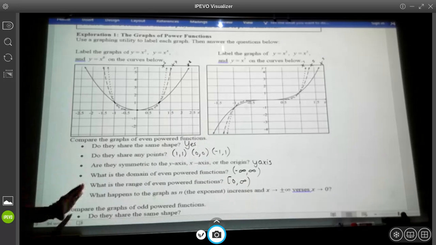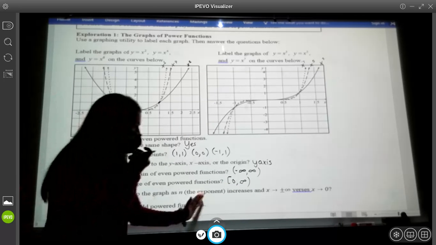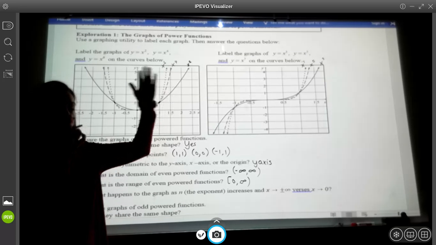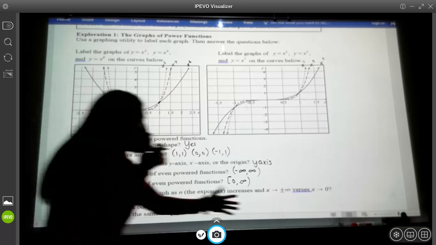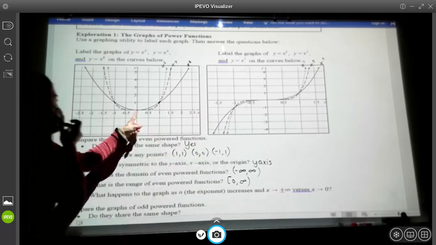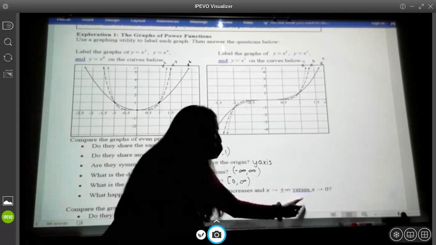Okay, here's the big question. What happens to the graph as n, the exponent, increases? So as n, the power, increases, from a degree 2 to a degree 4 to a degree 6 and so on, as x goes to positive infinity or as x goes to negative infinity, what is the graph doing?